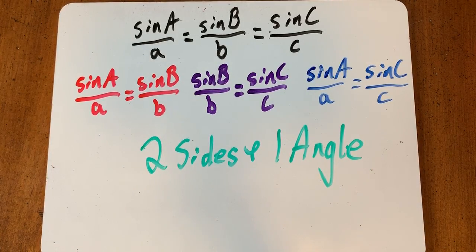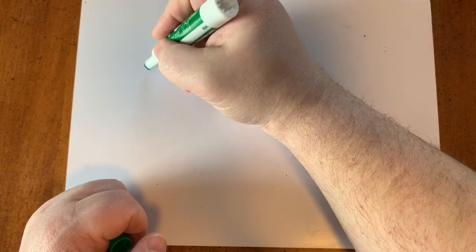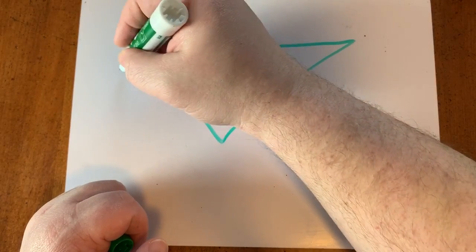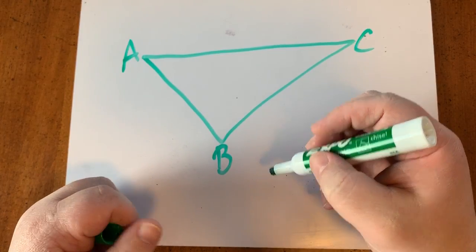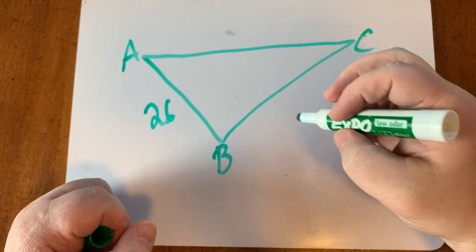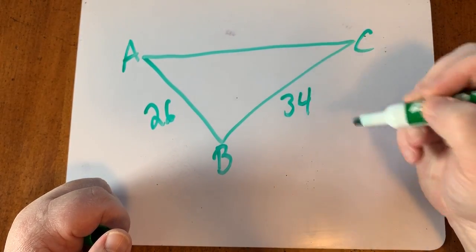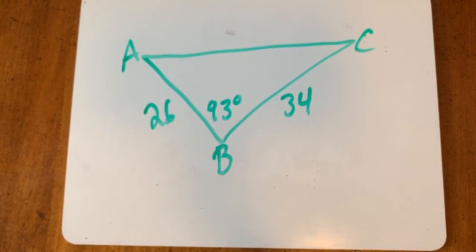So last time there were two cases. You either had two angles and the side in between or two angles and the side not between. We're going to have those same situations here. So let's say we had triangle ABC, and we had two sides. Let's say side C was 26 and side A was 34. And the angle between them was 93 degrees.